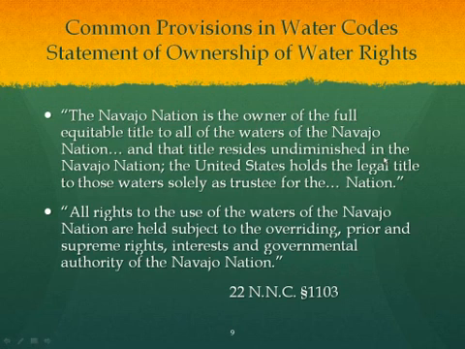So it's common in a tribal water code to set out the tribe's definition of its water rights, as the Navajo Nation has done in its code. And the nation determines the owner of the full equitable title to all of the waters of the nation. Title resides undiminished in the nation, and it goes on to identify that the United States' legal title exists solely as trustee. And the Navajo Nation sets out very clearly that it is the property owner of the waters of its reservation, not the United States, and that all use of those waters is subject to the consent of the nation. And so asserting ownership of the water, identifying the water subject to the water code, that's a treaty right.